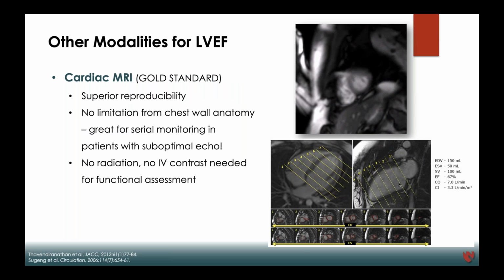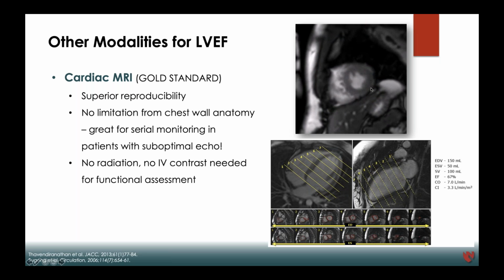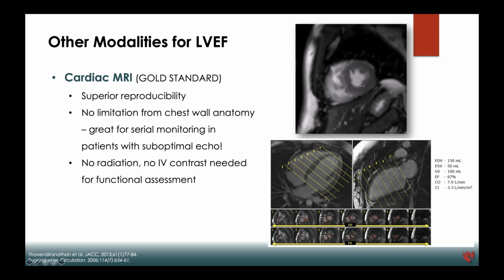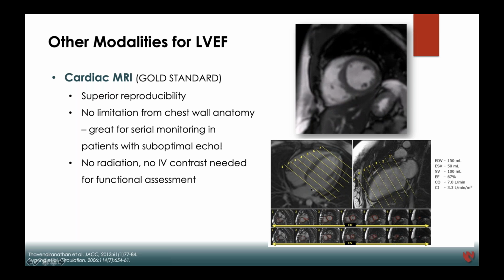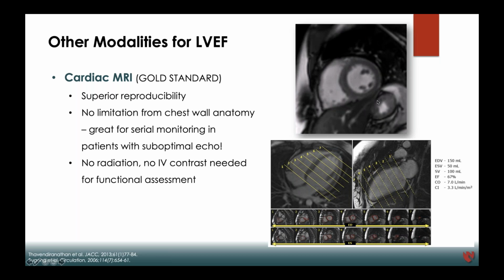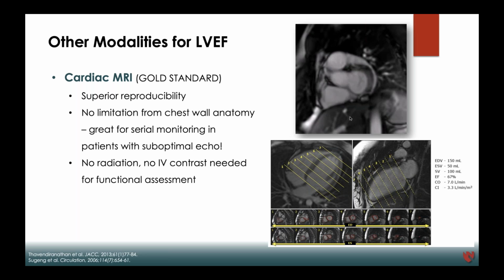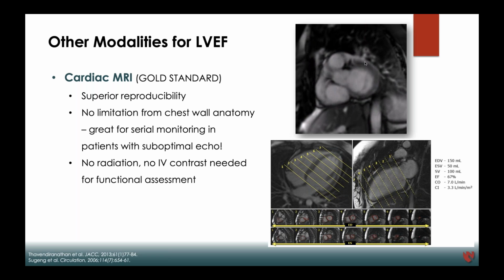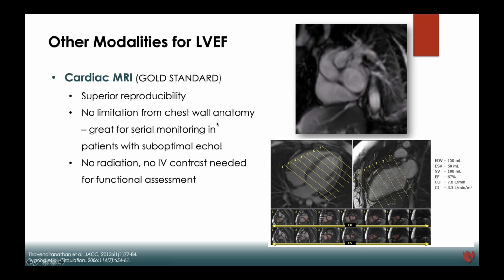because a cardiac MRI has superior reproducibility. This is a short axis cine stack. That's how we calculate our ejection fraction. We do contours at end diastole and end systole, and you can see here how that short axis goes through the long axis of the ventricle, and we're able to calculate an ejection fraction from the end diastolic volume and end systolic volume. And we always get pristine images, assuming the patient can hold their breath well, as seen in this short axis cine stack, and we don't have any limitation from chest wall anatomy.